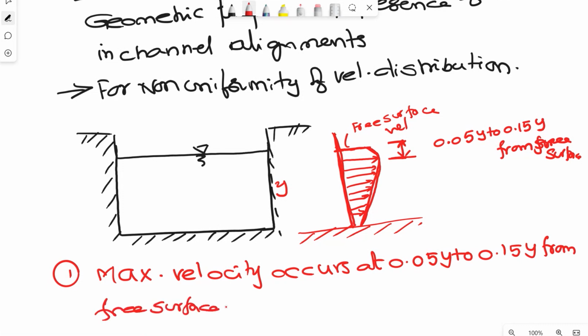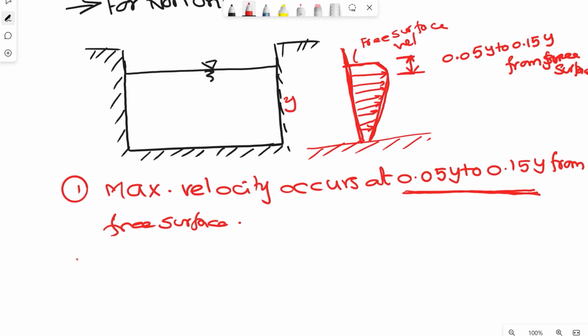Why have I given two values? Basically, I have only given the range. The reason the maximum velocity is not at the free surface is the air resistance. The resistance at the free surface is mainly responsible for not having the maximum velocity at the top. Therefore, depending upon that air resistance, the maximum velocity may occur just below the free surface or a little bit below it. So this is what you should know first.